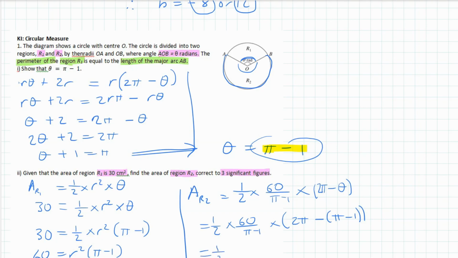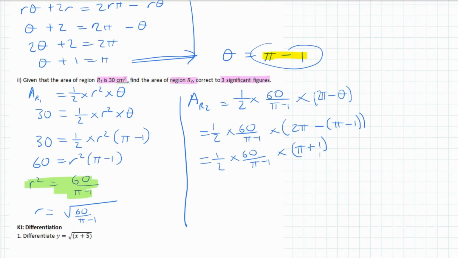and then, what are we going to do there? 60 over, I know this is very convoluted, we could skip steps, couldn't we? But maybe we shouldn't. 2 pi take away pi is just pi, so it should be times pi plus 1. Now let's see what happens when we put this into our calculator. 0.5 times 60 over pi minus 1. I'm going to multiply that by pi plus 1, in brackets of course. Now I'm getting for this 58.0 centimeters squared.